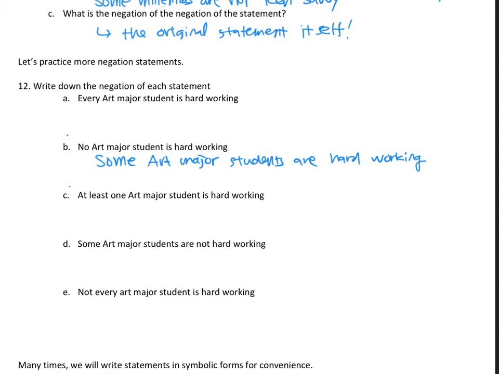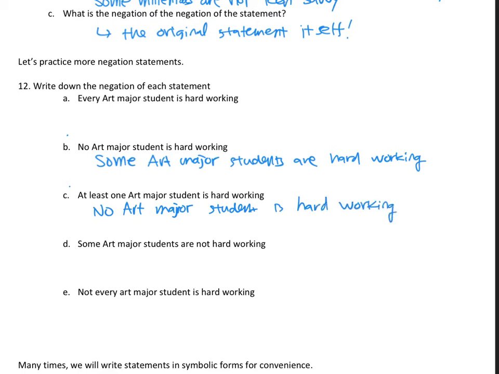All right, so here, let's look at part C. It says at least one art major student is hardworking, right? What's the negation of that? So they're saying there are some people, or at least one, who's hardworking. So how do I show that's not the case? Well, that means nobody, right? So here, no art major is hardworking.